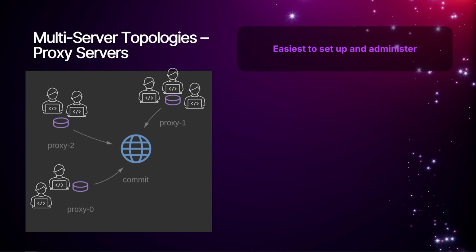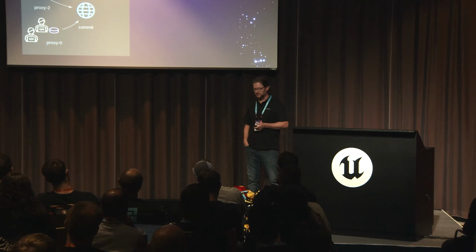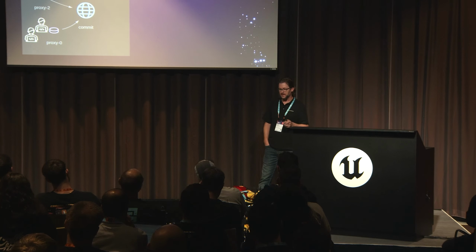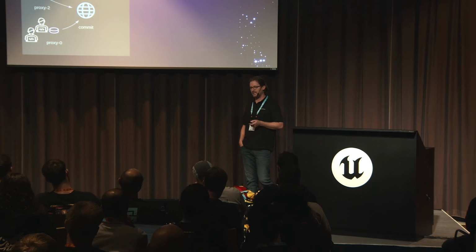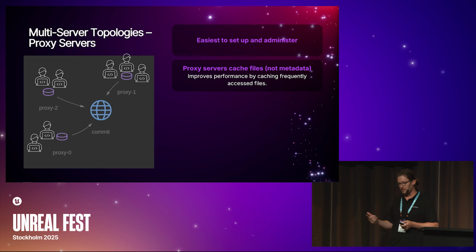Why do people use proxy servers? Number 1, it's the easiest to set up and administer. Number 2, they cache files. So they do not cache metadata. They're not going to help you get information about branches or streams or about change lists or anything like that. But they are going to get the files physically closer to the end users. So your sync times are going to be benefited. Your end users are going to notice a speed up in the syncing.